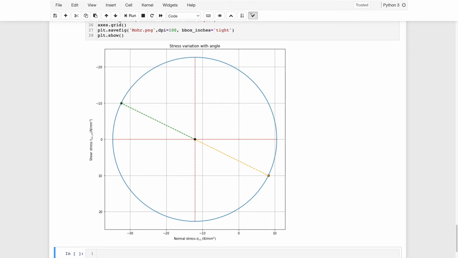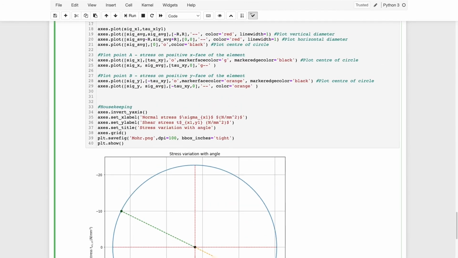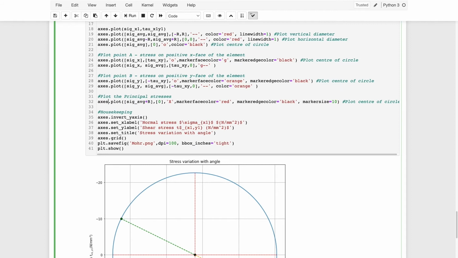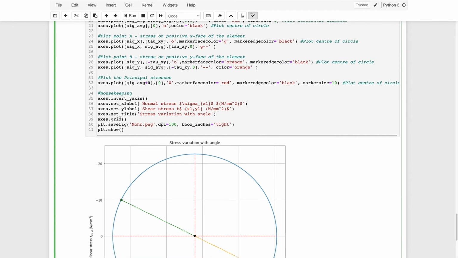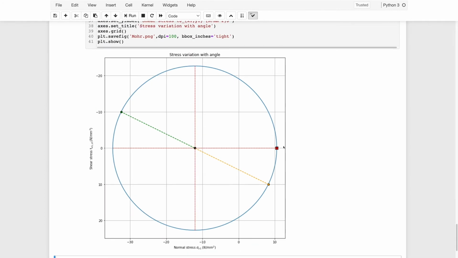Before we wrap up, let's plot a couple of little markers on here just to identify the principal stresses. Okay, so we said our x coordinate was the sigma average plus or minus the radius. Sigma average takes me to the center of the circle, and plus the radius brings me to this point out here, and my y coordinate is 0. We're going to use an x there to mark that, and there we have it. So that's my major principal stress.